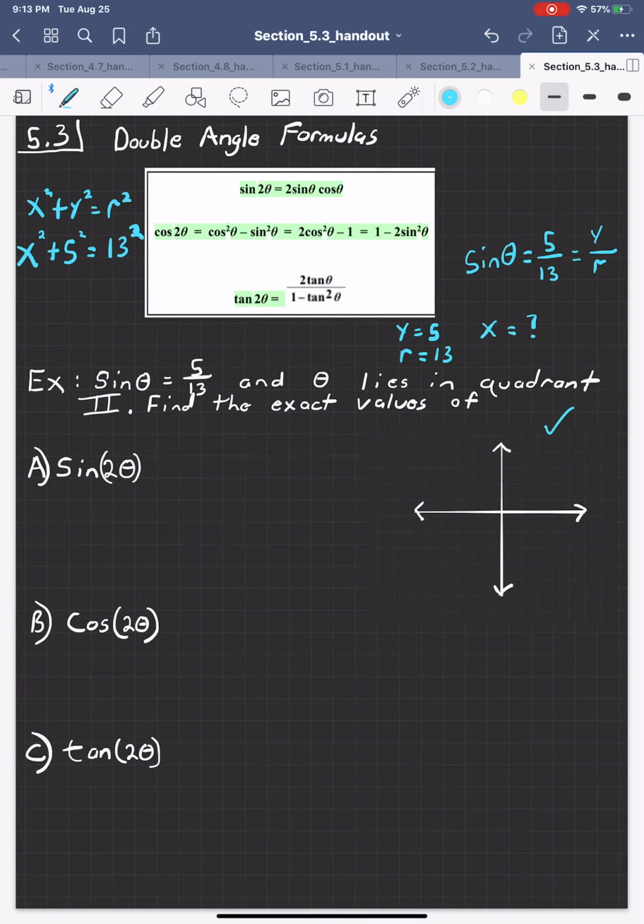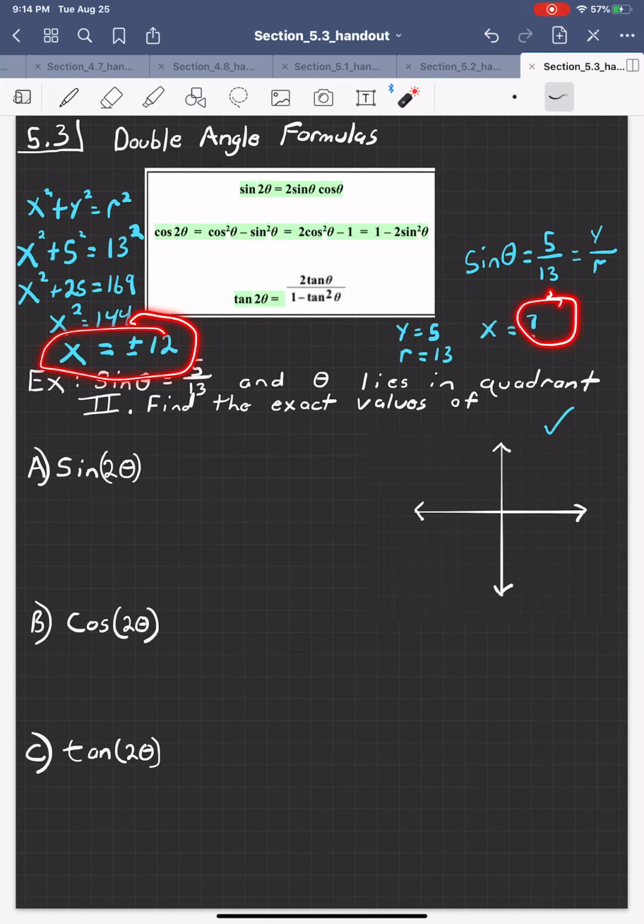Okay, so let's finish this up. So x squared plus 5 squared is 25. 13 squared is 169. Subtract 25 from both sides, so I have x squared is equal to 144. Take the square root of both sides, and x is equal to plus or minus 12. Interesting. Wait a minute. Which is it? Is x 12 or is x negative 12?